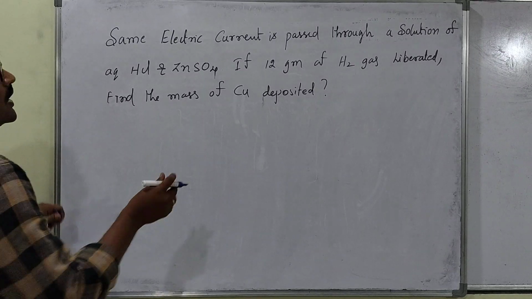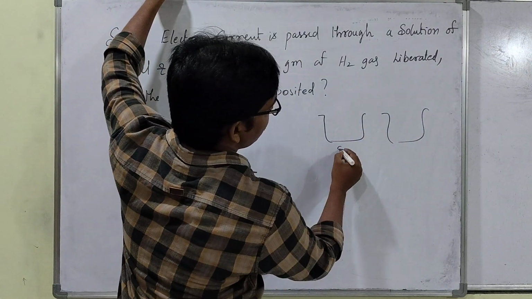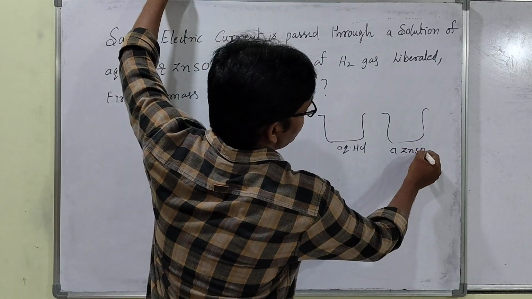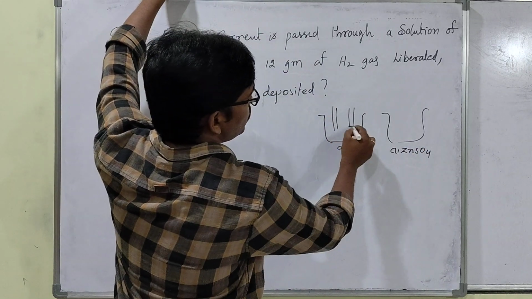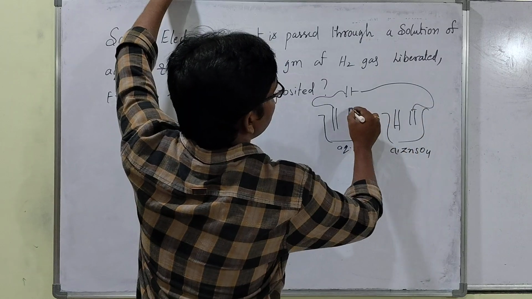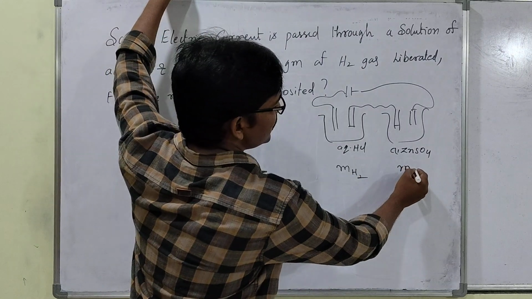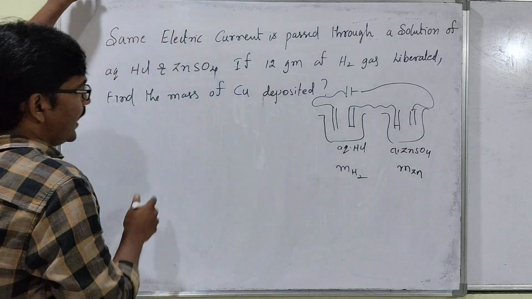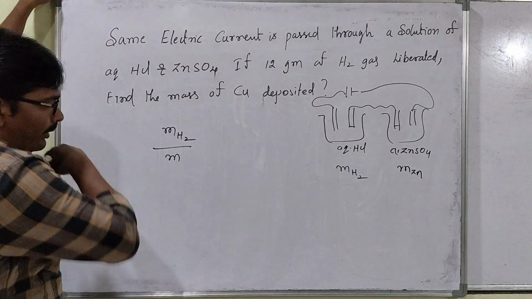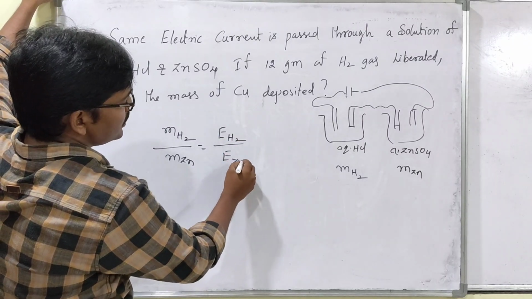Look at it. Sir, here two electrolytic cells are there. One is aqueous HCl, and one more is aqueous zinc sulfate, ZnSO4. Each has two electrodes, and they are all connected to the battery in series like this, so the same quantity of current is passed. Here the mass of hydrogen is deposited, and there the mass of zinc is deposited. I told that the mass of hydrogen divided by the mass of zinc is equal to the equivalent mass of hydrogen divided by the equivalent mass of zinc.